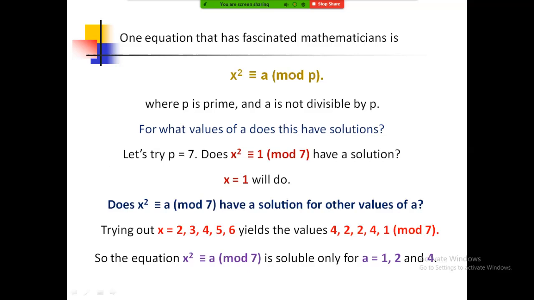When A is equal to 1, I have the solution. When A is equal to 2, I have the solution. When A is equal to 4, I have the solution. So whenever x is equal to 2, 3, 4, 5, we get the values 4, 2, that is A equal to 4, 2 and 1. Only these three values are possible for A satisfying the condition that x square is congruent to A mod 7.